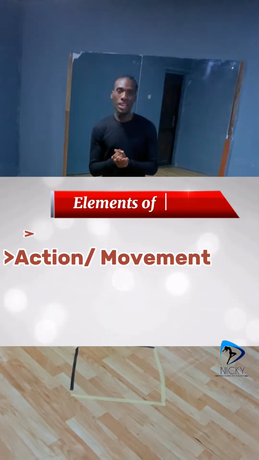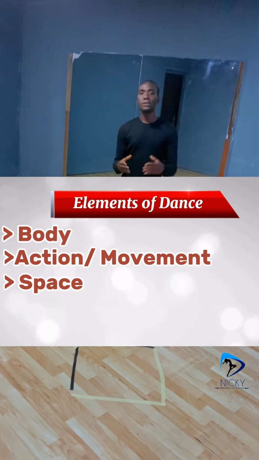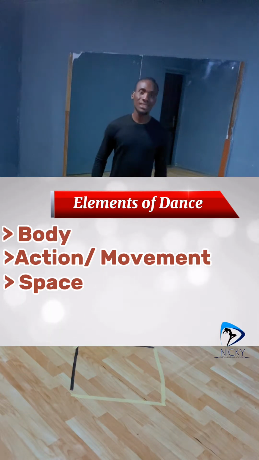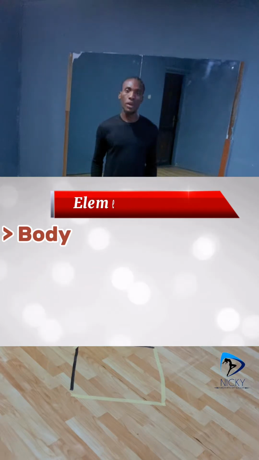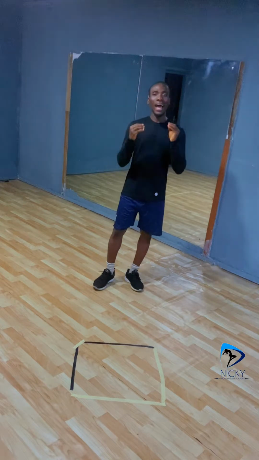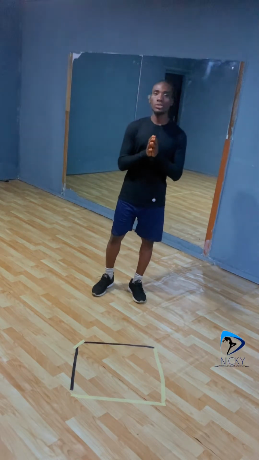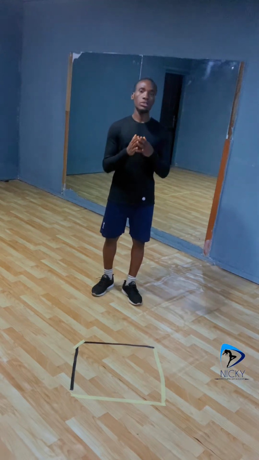So number 3, we're going to be talking about space. Yes, space. Space has to do with the dancer's environment, the atmosphere in which the dancer executes his movement. In dance, space is one of the vital elements, because without a space, there is no dance.